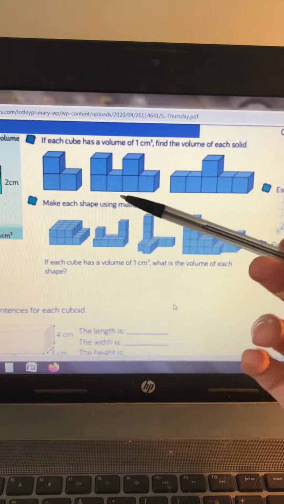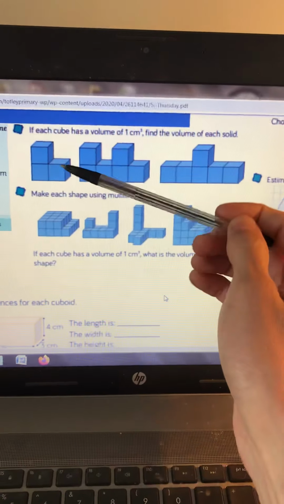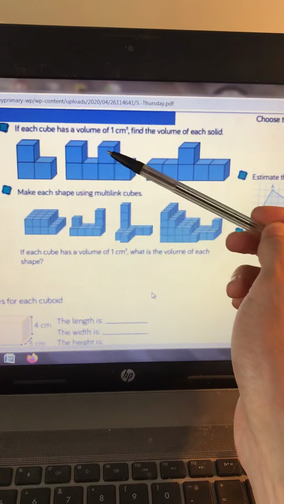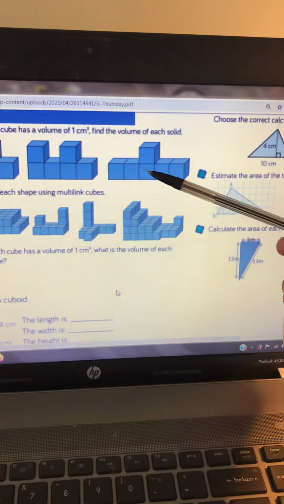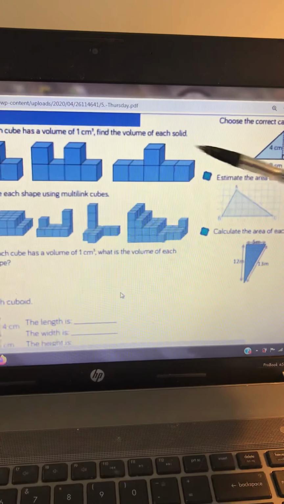First off, though, we're counting cubes to find the volume of each solid, of each shape. So we can see the first one, 1, 2, 3 centimetres cubed. 1, 2, 3, 4, 5, 6 centimetres cubed. And then 1, 2, 3, 4, 5, 6 centimetres cubed again.